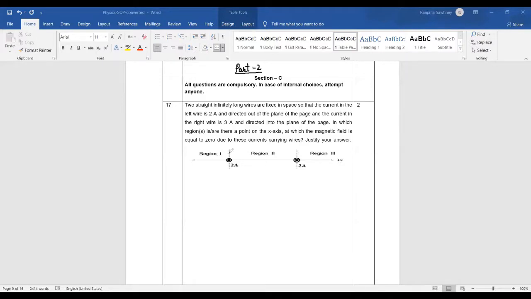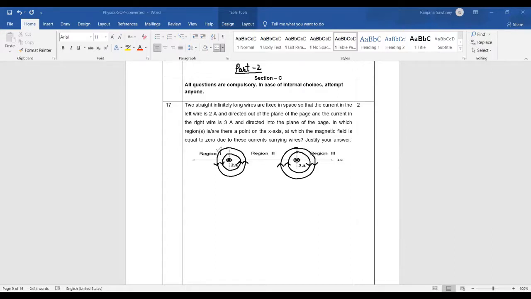Okay, first let's draw the magnetic field lines due to the 2 ampere current carrying wire and due to the 3 ampere current carrying wire. We know that due to an infinitely long current carrying wire, the magnetic field lines are concentric circles. Using the right hand thumb rule, we draw the direction of these magnetic field lines. So due to the 2 ampere wire, these are the magnetic field lines. The same way, using the right hand thumb rule, we draw the field lines due to the 3 ampere wire. These are the concentric circles, and using the right hand thumb rule, we have drawn the direction.